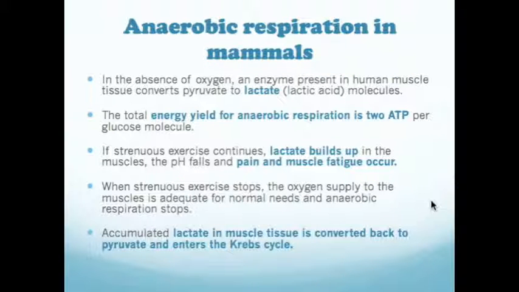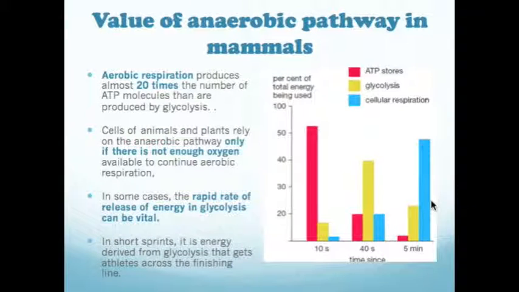So anaerobic respiration in mammals. In the absence of oxygen, pyruvate is converted into lactic acid. This yields 2 ATP per glucose molecule. Lactic acid begins to build up, you feel pain and fatigue in your muscles. This is to prevent you from continually exercising in the absence of oxygen. Lactic acid in muscle tissue is converted back to pyruvate, and the pyruvate can then enter the Krebs cycle and the process can continue.